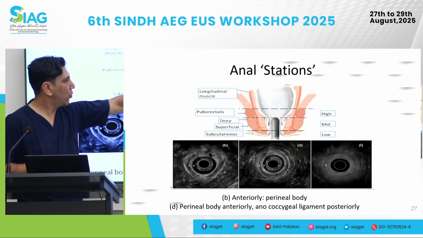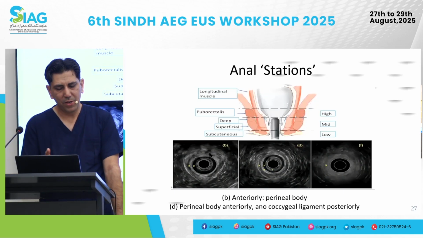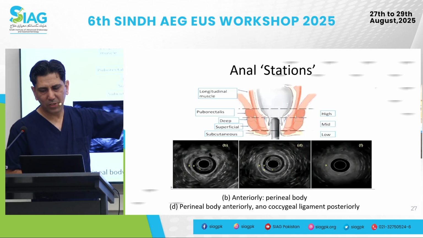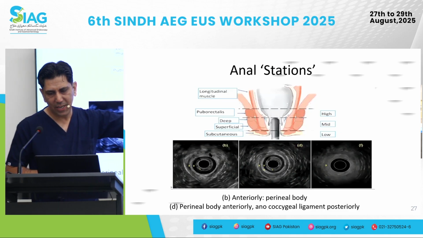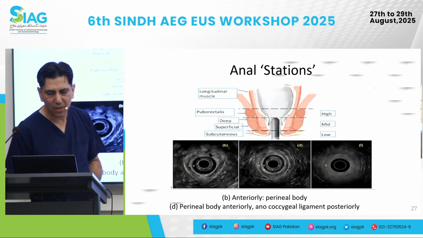No, sir. So two images, B and D, and again these are the anal stations, starting from the puborectalis and then coming down. On B, it's possible you're looking at the perineal body anteriorly, whereas on D we're looking at the perineal body anteriorly and this ligament posteriorly.